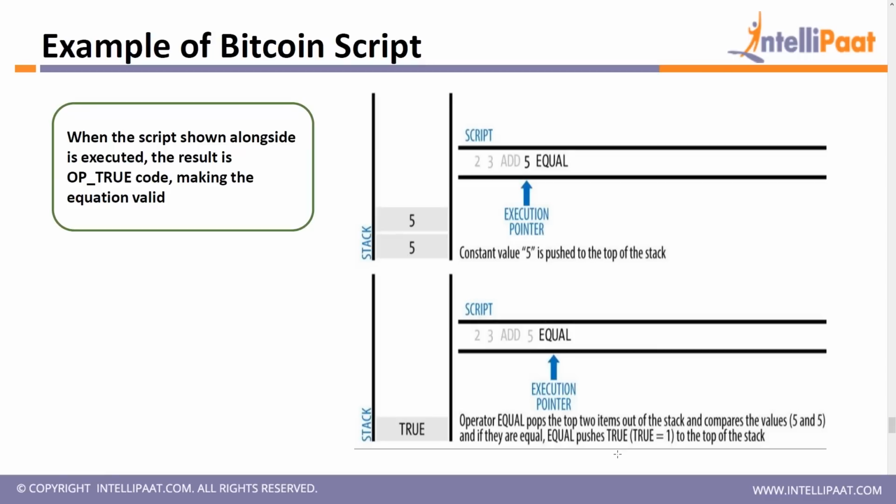That means the constant value 5 is pushed again to the top of the stack, which is compared with the result of adding 2 and 3. The operation equal pops the top two items out of the stack and compares the values 5 and 5, and if they are equal, equal pushes true, and if they are not, it pushes 0.